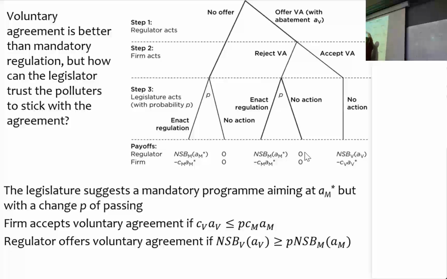DEFRA does not make an offer, and then there's a chance P that Parliament will act, and of course a chance 1 minus P that Parliament does not act, right? Because they're politicians and they're fickle, and God knows what they will do. No offer, with a chance P, there is regulation, and we end up in this situation. With chance 1 minus P, we end up in this situation.